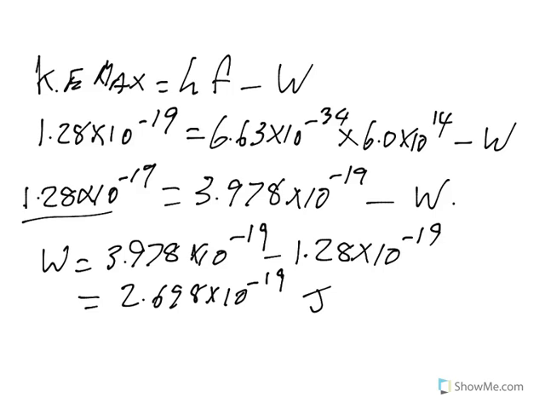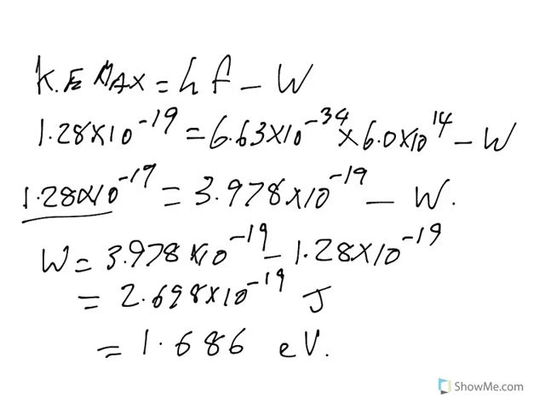And then we need to change that to electron volts by dividing by 1.6 by 10 to the minus 19. And when you do that, you get 1.686 electron volts. All right, so there's that first example.